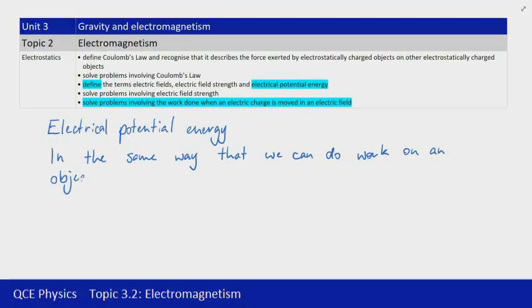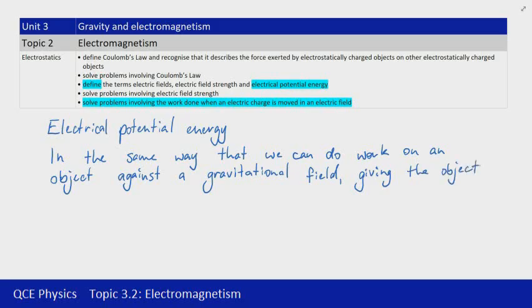So when we lift an object against a gravitational field, by against I basically mean that the gravitational field lines would be pointing down towards the ground. So if we do work to lift it, that means we're acting against the gravitational field. What it also means is that we're giving that object gravitational potential energy, where the equation for that is mass times acceleration due to gravity multiplied by the height through which it's been raised. So that's going to give it gravitational potential energy.